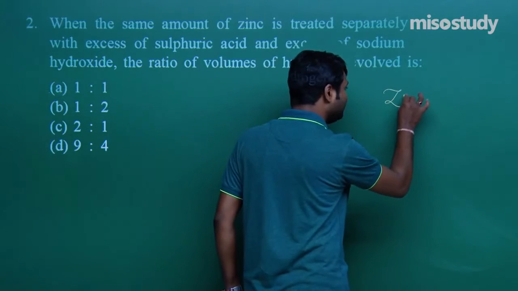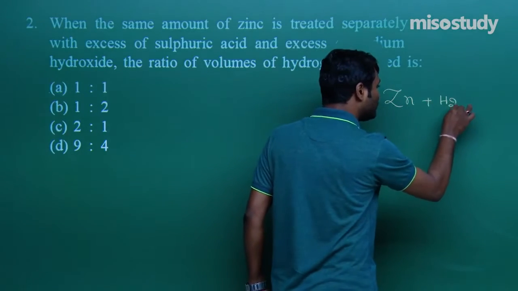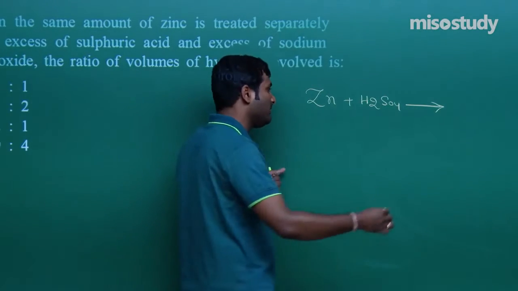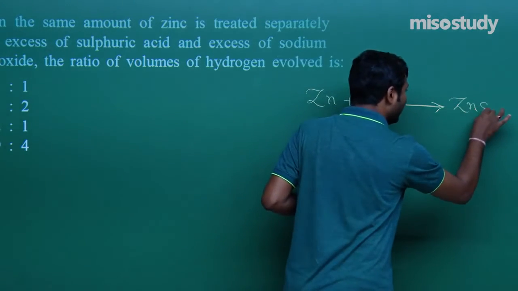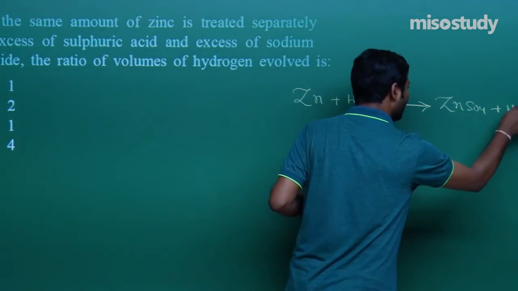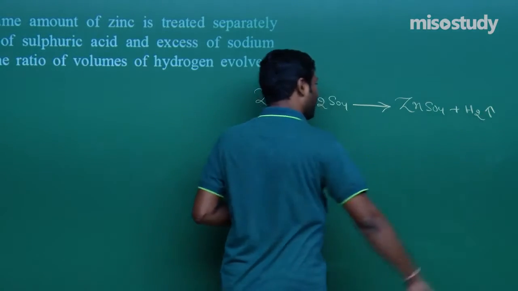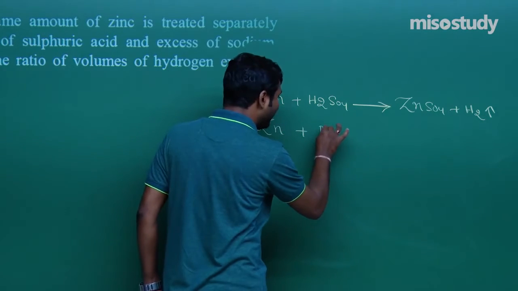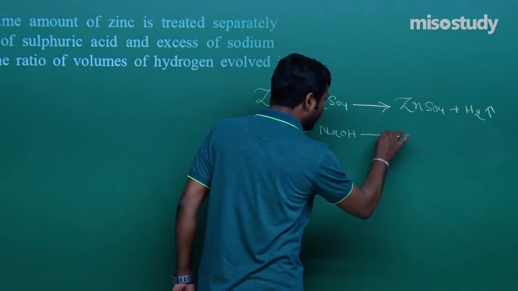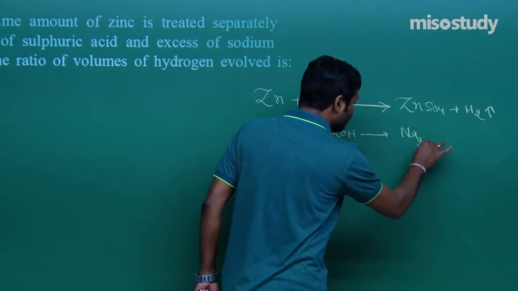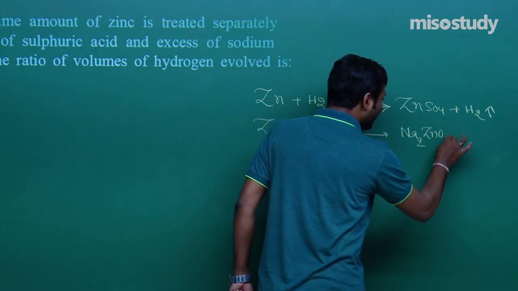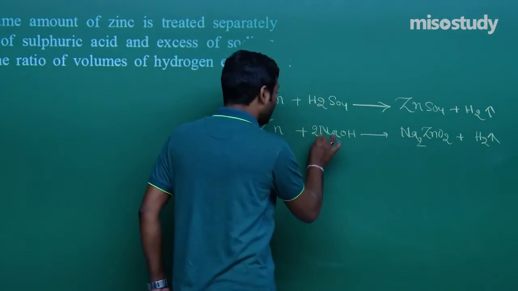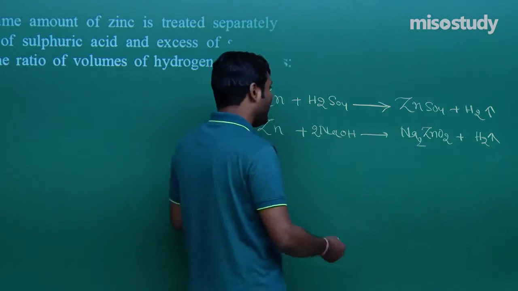Here is given Zn. When treated with H2SO4, then what will happen? Tell me. So simple a reaction, that is ZnSO4 plus H2. Yes, sir. Good. Now, again when Zn is treated with NaOH, then what will happen? We know it gives you Na2ZnO2 plus H2. Now balance the reaction.